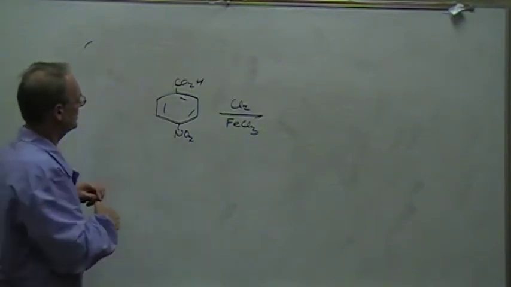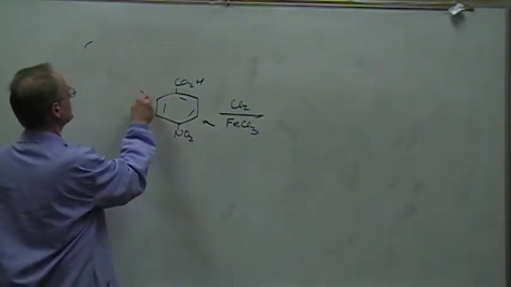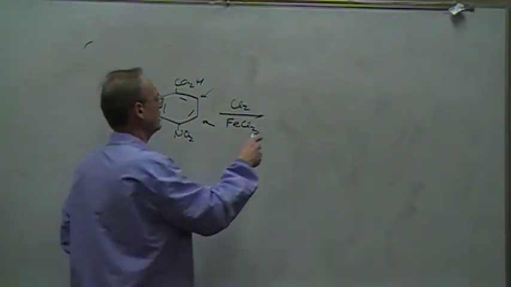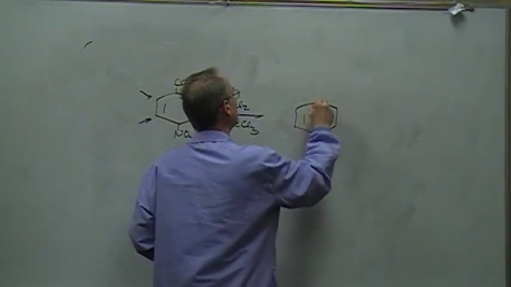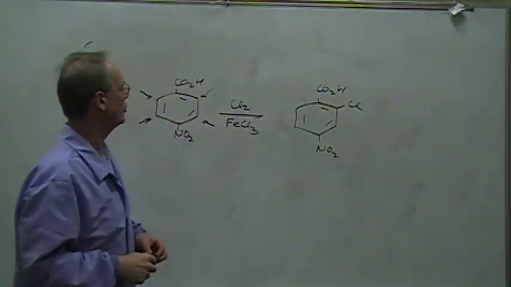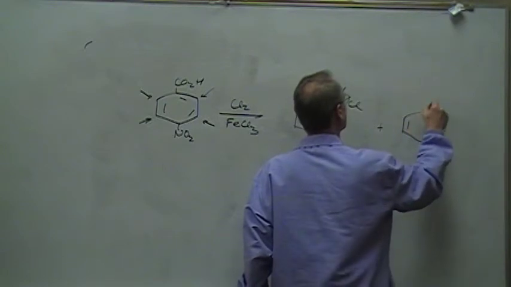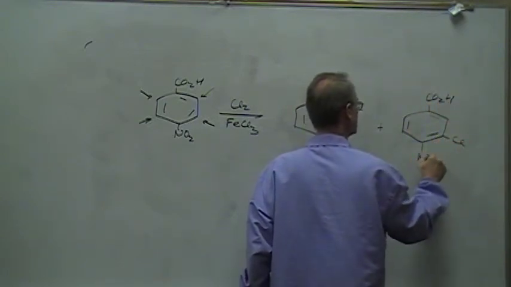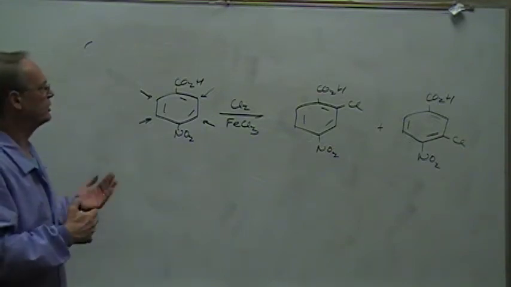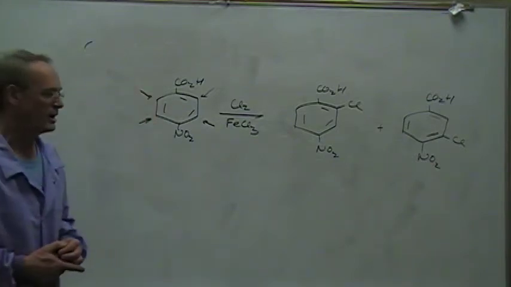Well, this meta-director is going to direct to this position, which is meta to it, and this position, which is meta to it. And the nitro group is going to direct to this position and this position. So essentially they're fighting each other. Which one wins? Well, in this case, they're both about the same, so you're going to end up with 2 possible products, which would be that one, which of course would be called 2-chloro-4-nitrobenzoic acid. And you'll also end up with a fair amount of the chlorine going in that position. And of course that would be 3-chloro-4-nitrobenzoic acid. And you get both in this case. So in a case where two groups are on the ring and they're fighting each other in terms of where the new group should go, at least as long as they're both meta-directors, then you get both products.